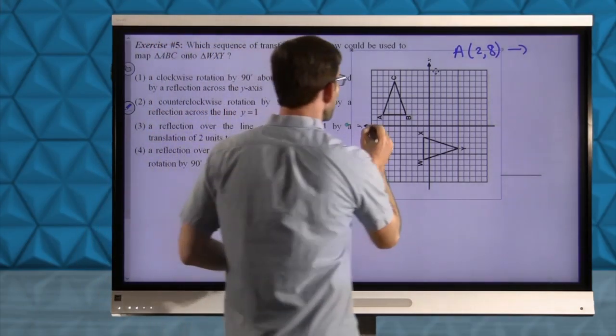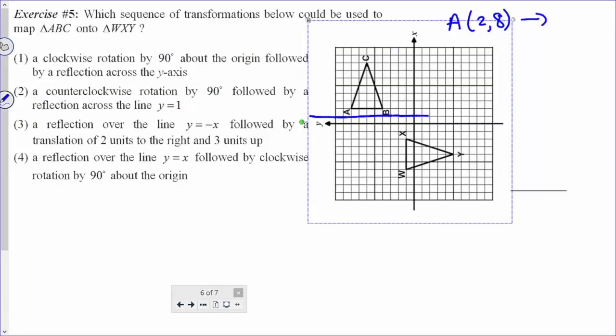And this is where it's essential for you to say, all right, well, I know y equals 1 is a horizontal line like that, and if I reflect across that line, I'd have to be on that point. And what is that point? That's the point negative 8, 0.